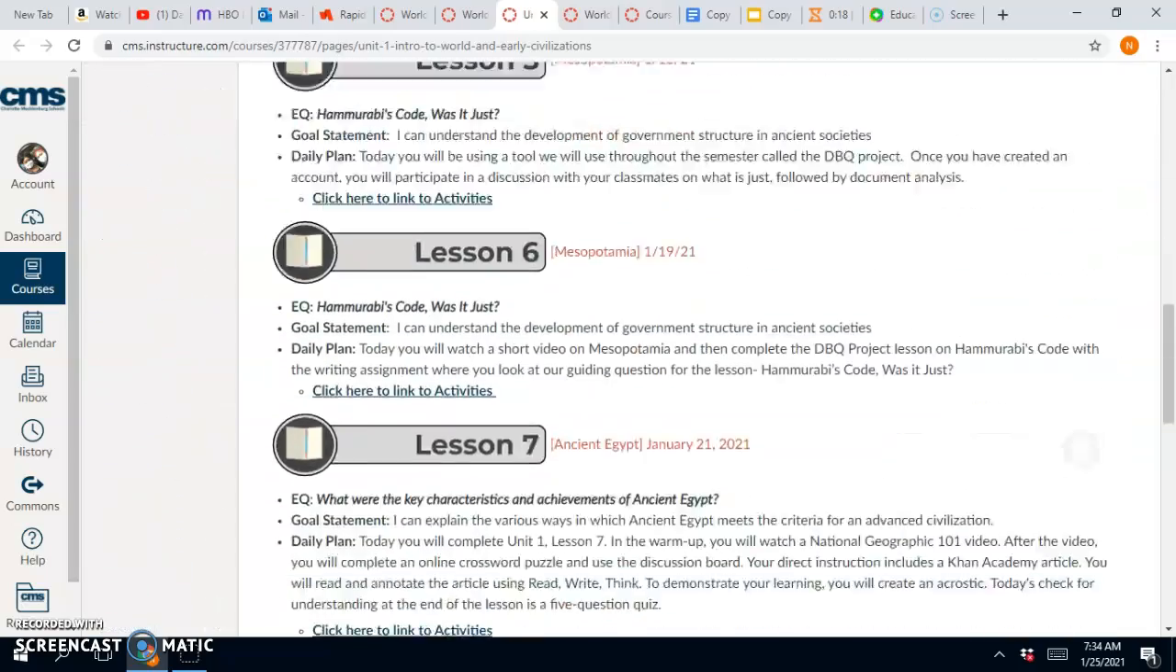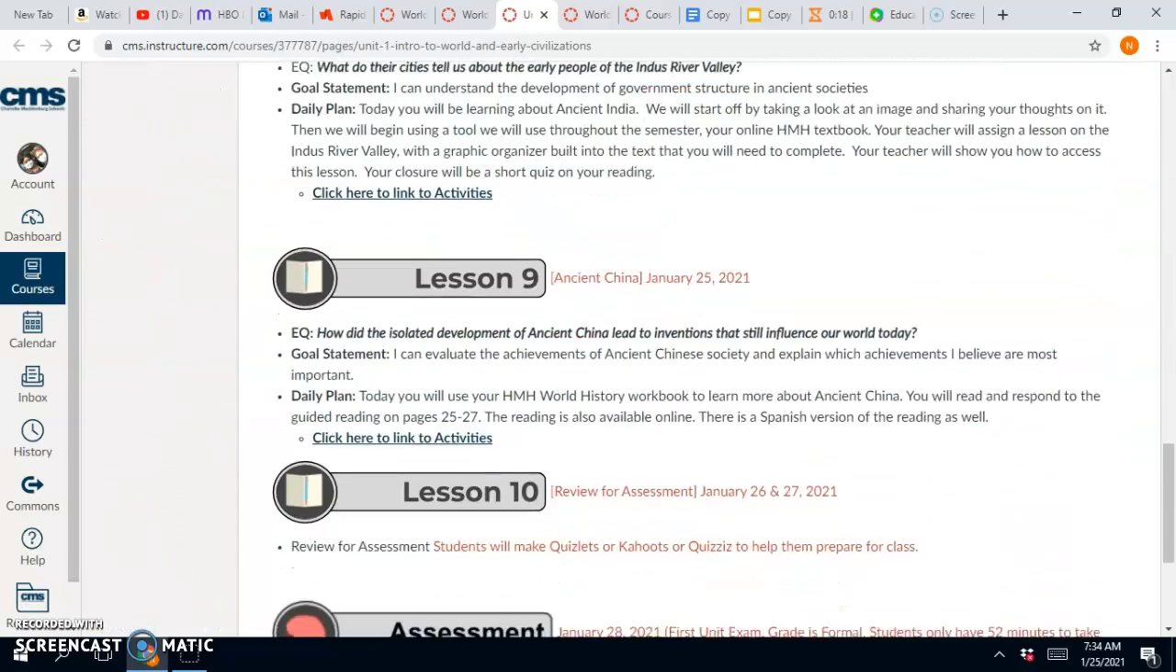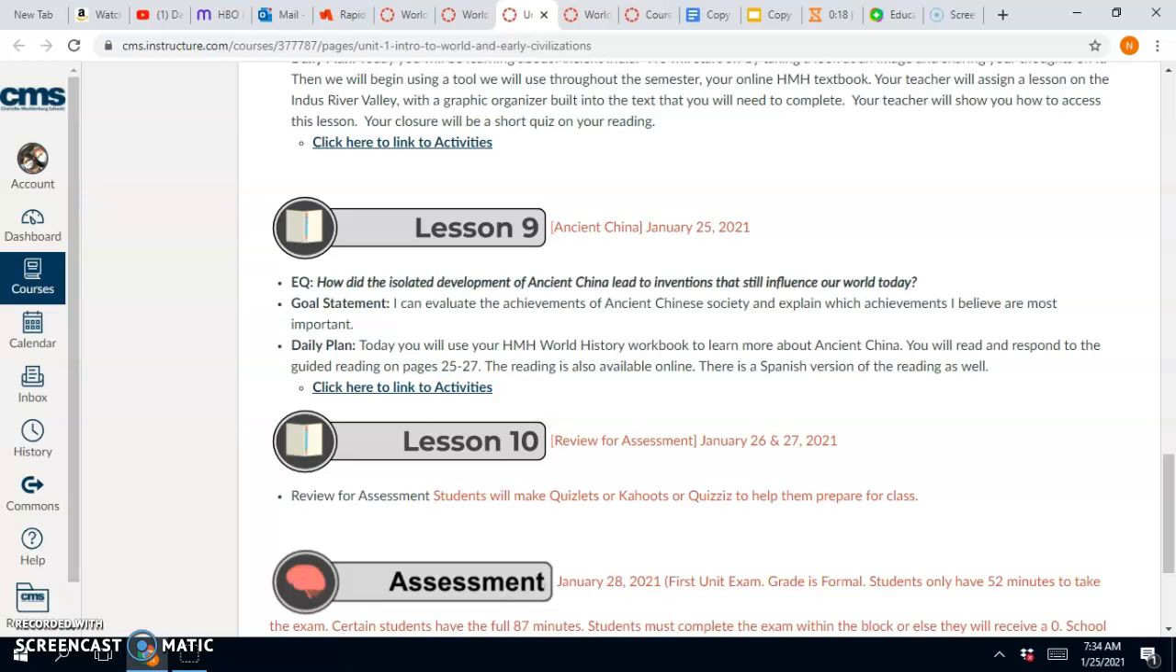We will go here and then we will go to Unit 1 and we will scroll down and see that we are at the end and that tomorrow and Wednesday we will be doing a review for the test.